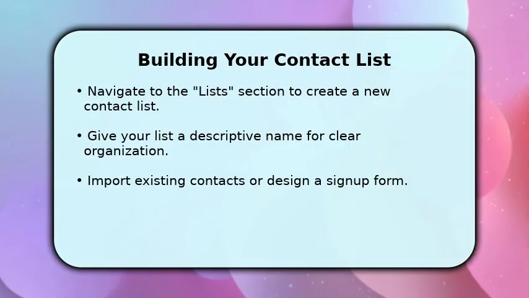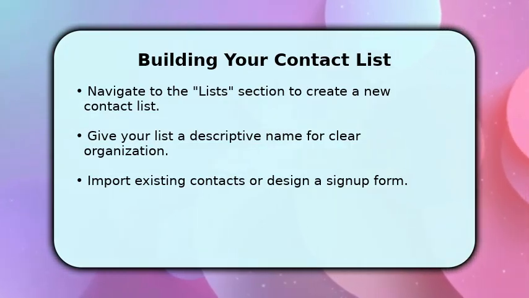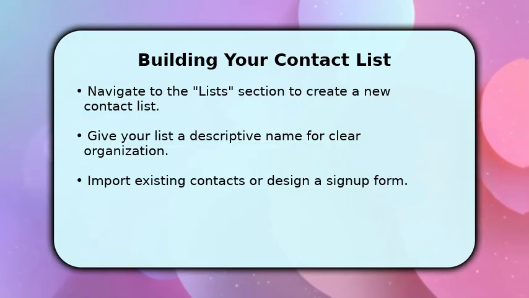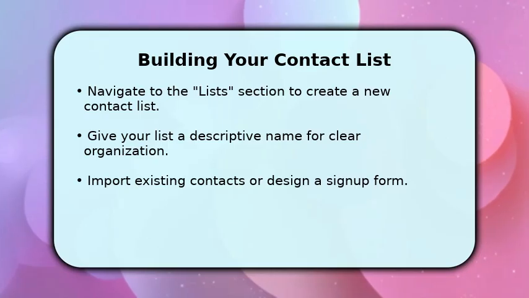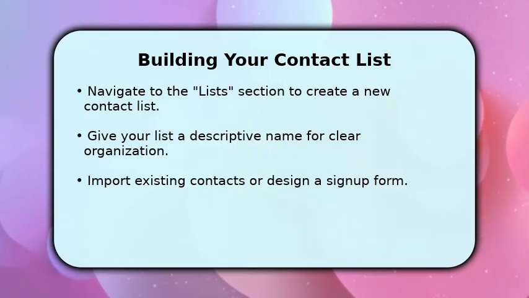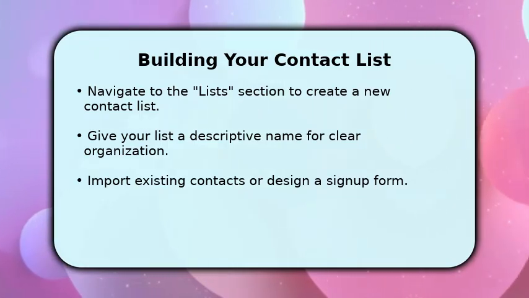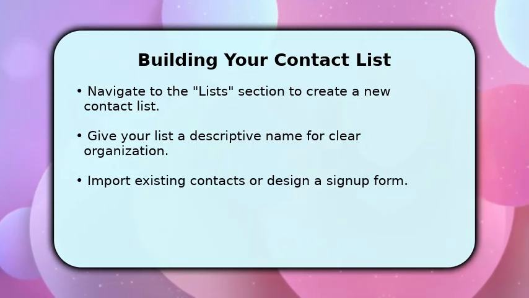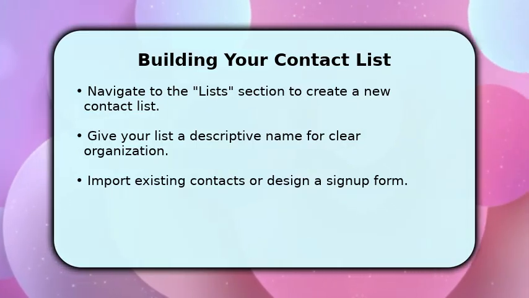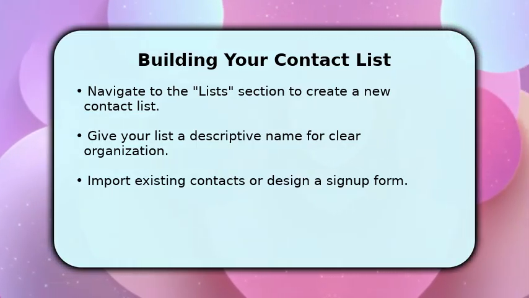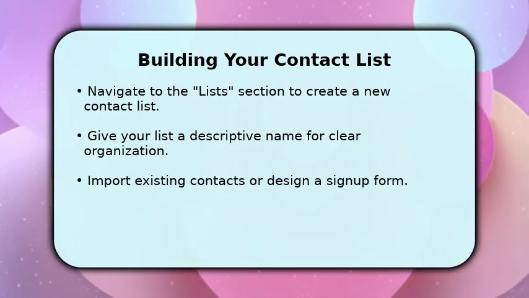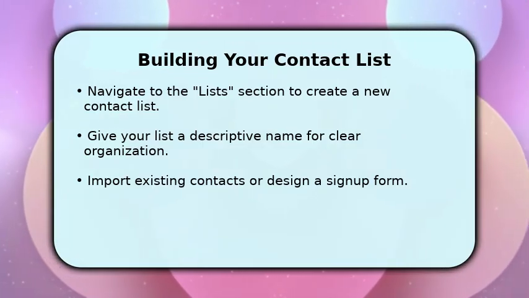Once your account is active, the next crucial step is building your contact list. Head over to the Lists section and create a new list, giving it a clear, descriptive name. You can then import existing contacts from a file, or, even better, design a custom sign-up form to capture new leads directly from your website or social media. This ensures your audience is segmented effectively.